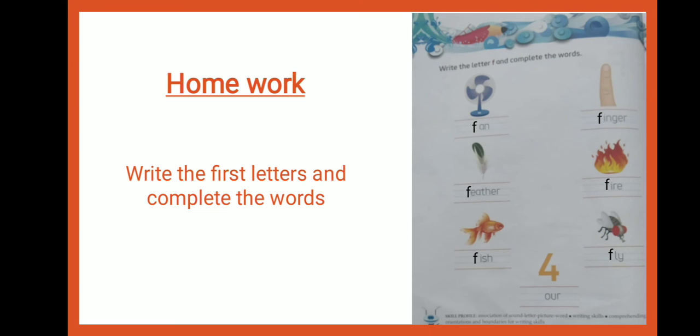Now kids, come to the last picture. Can you tell me what number is this? Yes, kids, right. This is number 4. So we will write here F because four starts from letter F. So we will write small letter F. So kids, this is your homework and you have to write the first letter and complete the words.